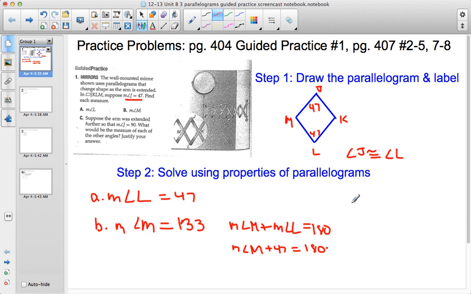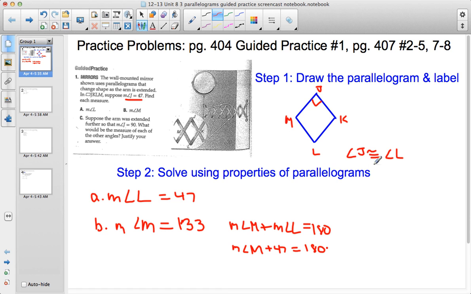133. Okay. And then finally, question C. Suppose the arm was extended further so that the measure of J is 90. Okay, so let me erase. Let's change this. J is now going to be 90. So I can notate that by just making a right angle mark. I don't need to, I can write in the 90 if I want, but I can just make the right angle mark.